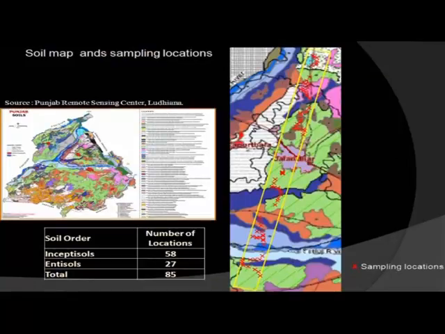So this is the region in which the study was conducted. It shows hardly any variation with respect to the soil order. Two soil orders were dominating over there, one is Inceptisols, another is Entisols, having a total of 85 soil samples, covering 58 and 27 samples in these two orders. And down in the background is the soil map, which was taken from NBSS&LUP and borrowed from Punjab Remote Sensing Centre, Ludhiana.